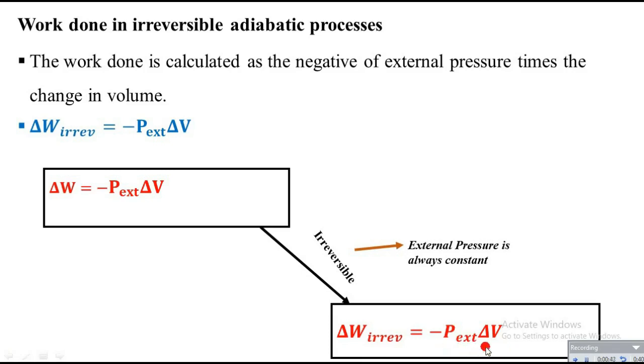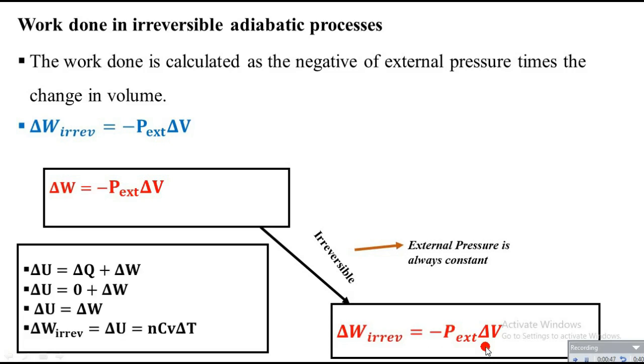Again, the formula is the same. We know that the work done in irreversible is also equal to dU, the internal energy, which is equal to nCV dT, because dq, the heat, is equal to 0 in an adiabatic process. Now we are going to derive other formulas by relying on this formula and this formula.